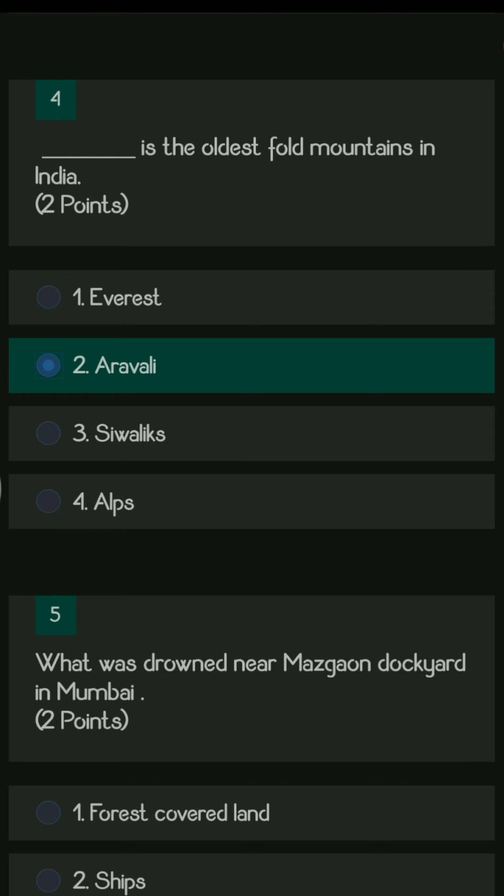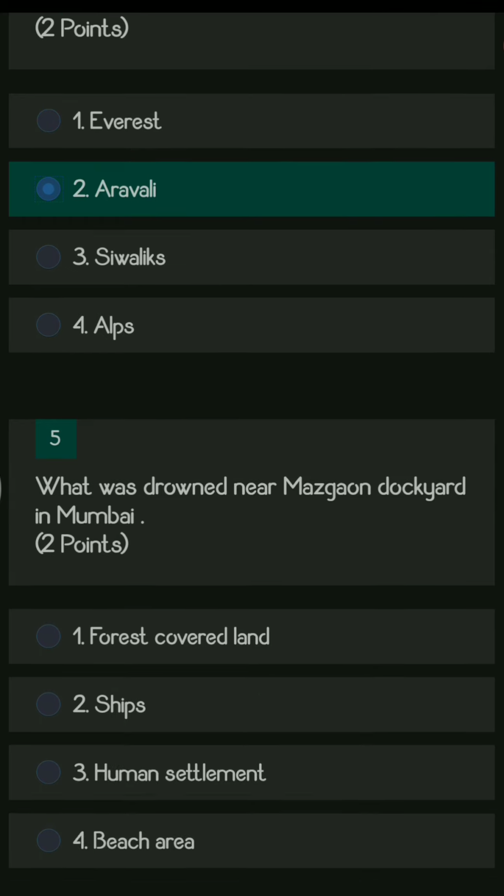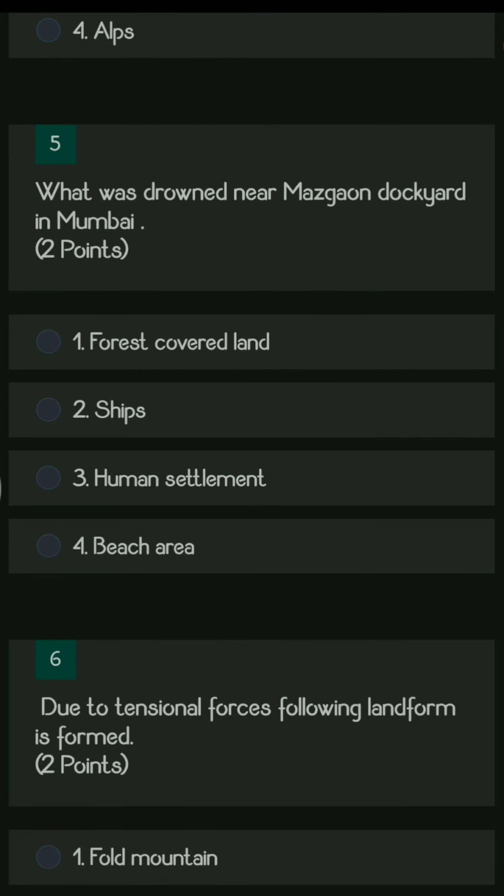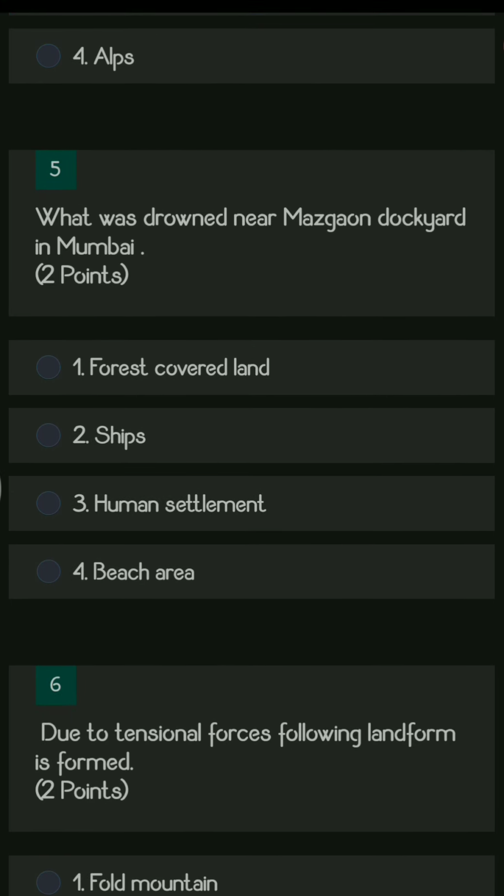Next question: what was drowned near Mazgaon dockyard in Mumbai? The options are forest covered land, ships, human settlements, beach area. We are all aware that the coastline in Mumbai was drowned inside the water, and that area was covered with forest. Even now you can see some traces of those trees which sank into the water. So that is forest covered land.